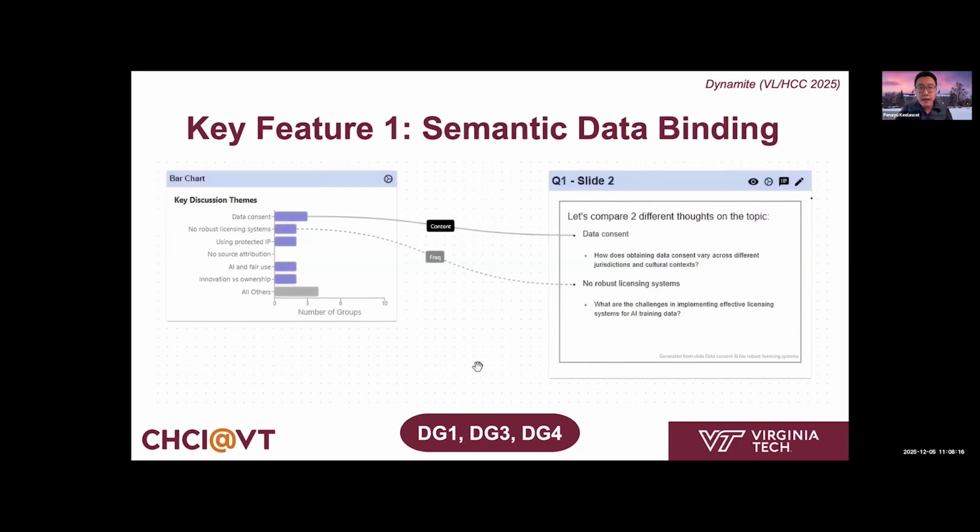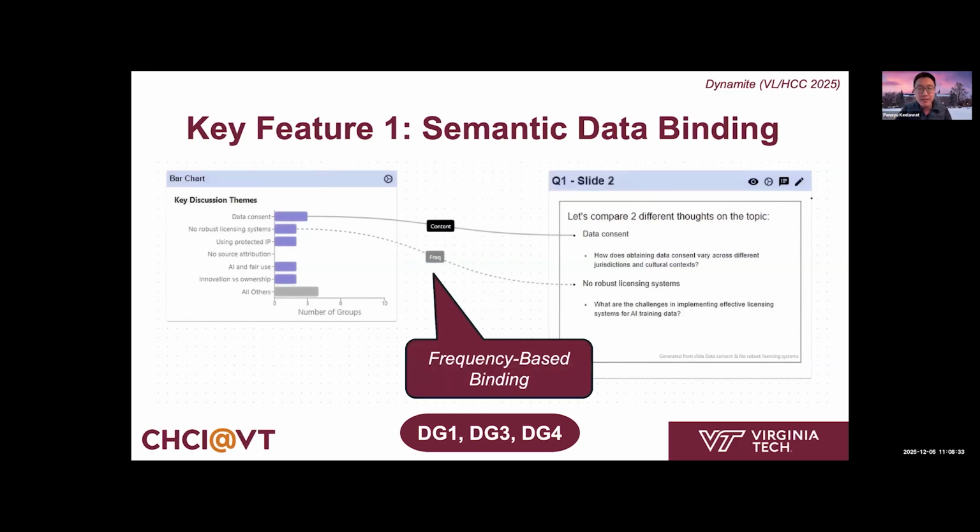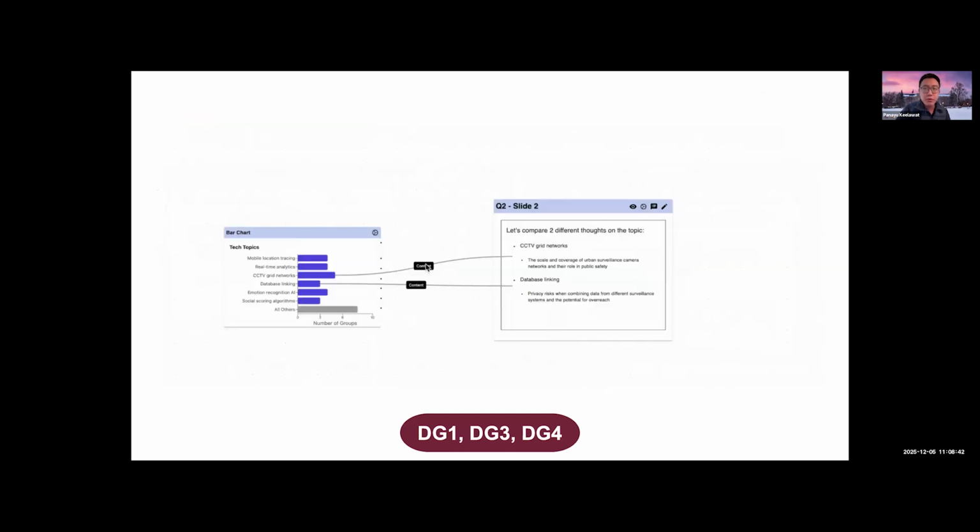So there are two types of binding that we have. This is content-based binding, represented by a solid line. This is the type where instructors want to talk about this topic regardless of the frequency of how much or how the students discussed it in the class. Or this is frequency-based. This is to help maintain the frequency order. So the user can toggle between each type of binding.